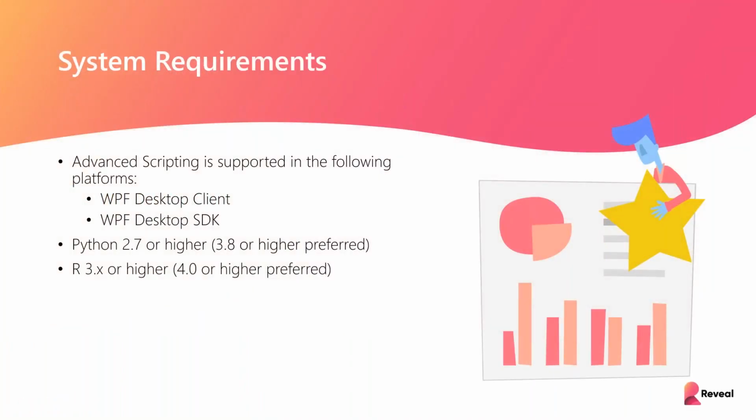System requirements. Advanced scripting is supported in the following platforms: the WPF desktop client, which is what I'm going to use today, and then the desktop SDK. That means everything you see today, you can build into your application and deploy with the SDK. Now, why don't we support the web? Like if you're just doing a Python script and it's in the HTML browser.